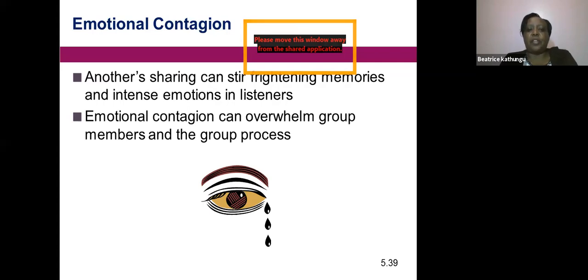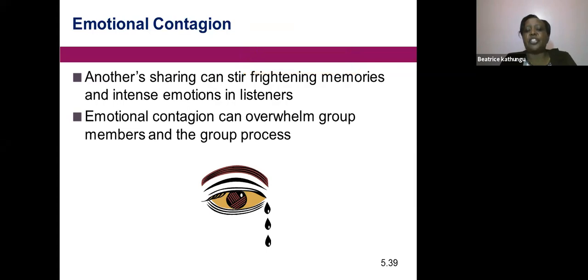Now, the other important thing we want to think about is something called emotional contagion. This is where you find that sometimes members start sharing things in the group that are very emotional, and it looks like the emotional behavior becomes contagious in the group, and suddenly everybody can begin crying. This has happened in groups, and that can be overwhelming for the group members and the group process. So we need to be aware of this as it happens in the group and know how to modulate it.